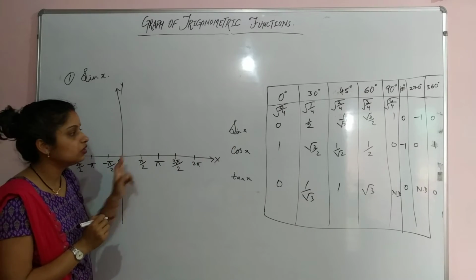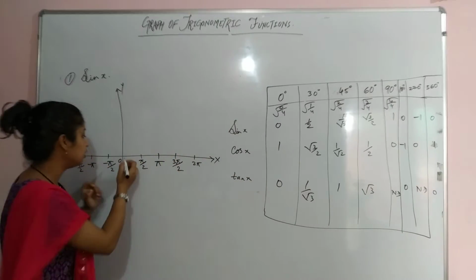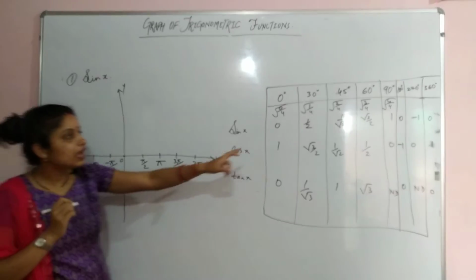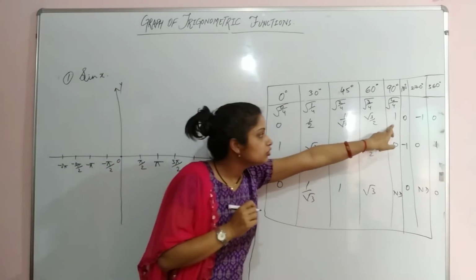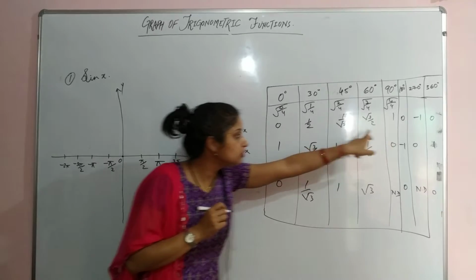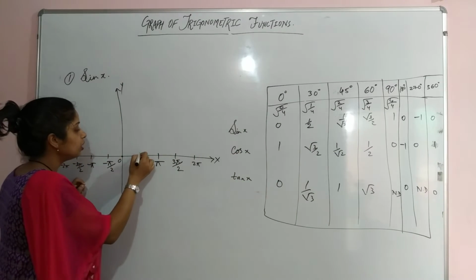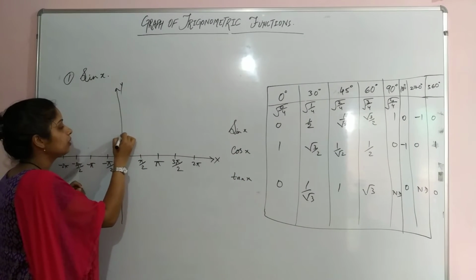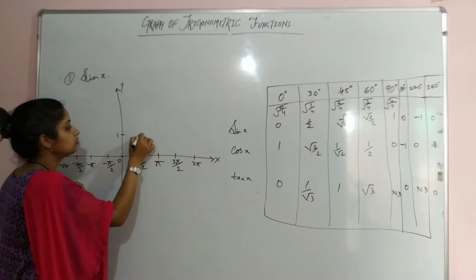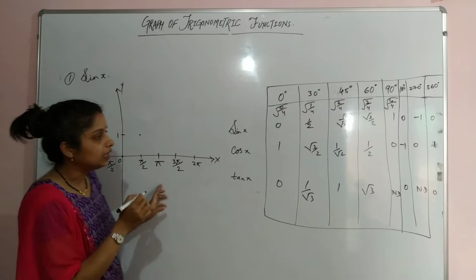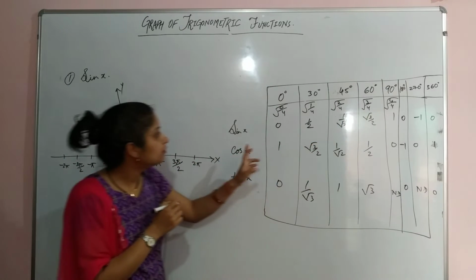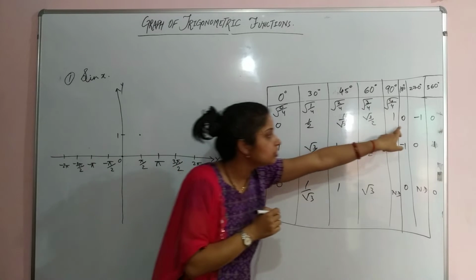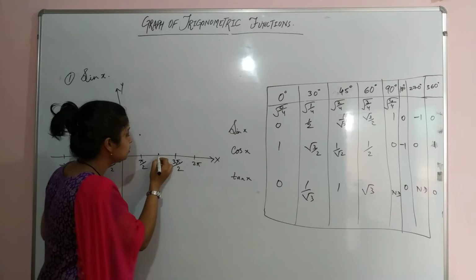Now let me take the values. When the angle is 0, sine is 0. So here is the point. After that, when the angle is pi by 2, sine is 1. So here it is 1. If I take this 1, then this is here. Then at pi, the sine value is 0. So this is again 0.